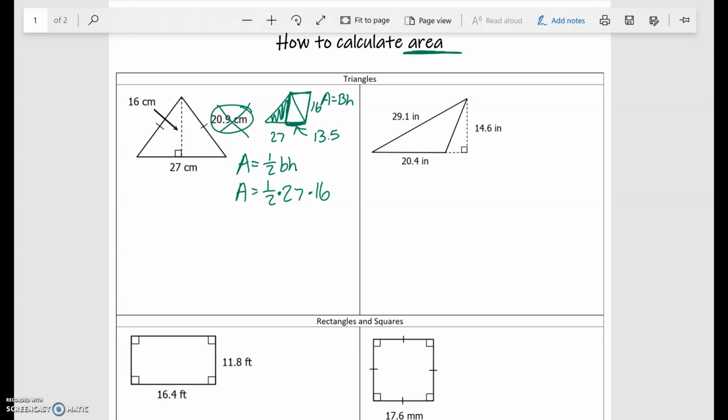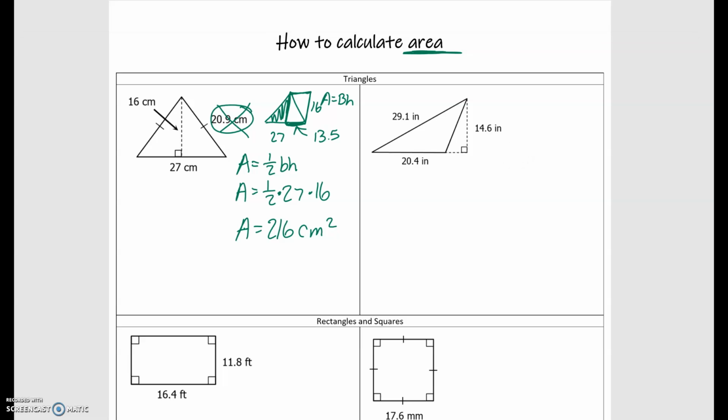All right. So now we're going to calculate by multiplying 1/2 times 27 times 16, just like we did up here. So it really ends up being 13.5 times 16, which is going to end up being our area equals 216 centimeters squared. All right. Let's take a look at our second example. The reason why I showed you this example is because notice how our height is now in the exterior of our triangle itself.